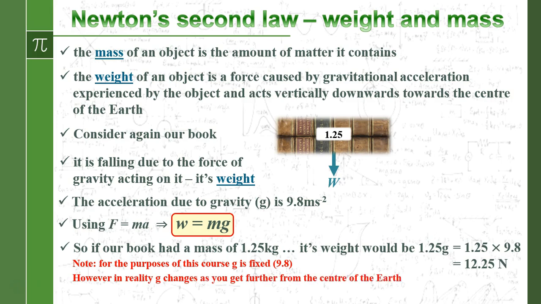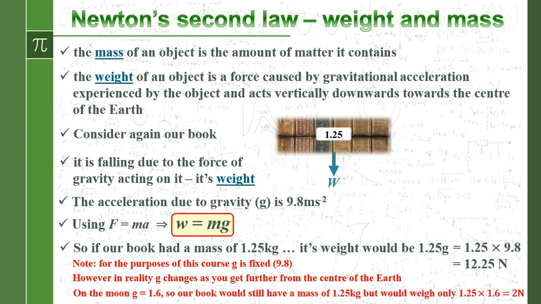Okay, one last little note: in reality, the value of g changes as you get further from the centre of the Earth. On the Earth's surface, where we are at the moment, it's 9.8. If you end up on top of Everest, it's slightly less, 9.79 something. And on the Moon, for example, g would have a value of 1.6. The important point to note there is that on the Moon, if g was 1.6, our book would still have the same mass, but its weight would be totally different.